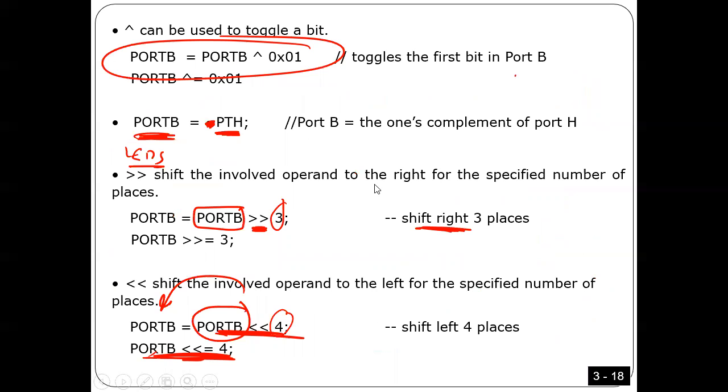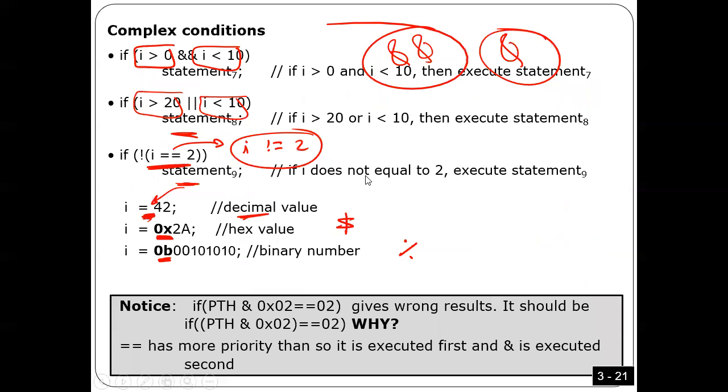What I'm going to explain now is similar to what I did in chapter 2. How can we use AND to check some bits? The idea is that if I want to check some bits, for example, this is PTH. In PTH, these are the switches here. I need to know if the switch is connected or not. Because if the switch is connected, I'm going to do something. If it's not connected, I'm going to do something else. You got what I'm saying?